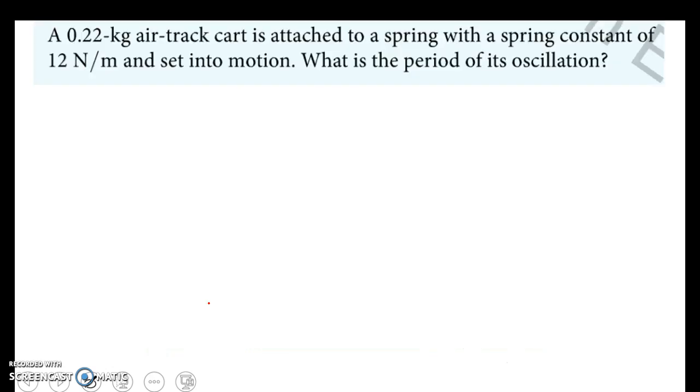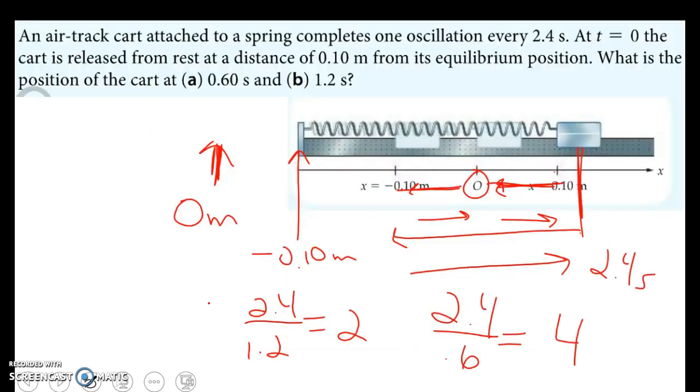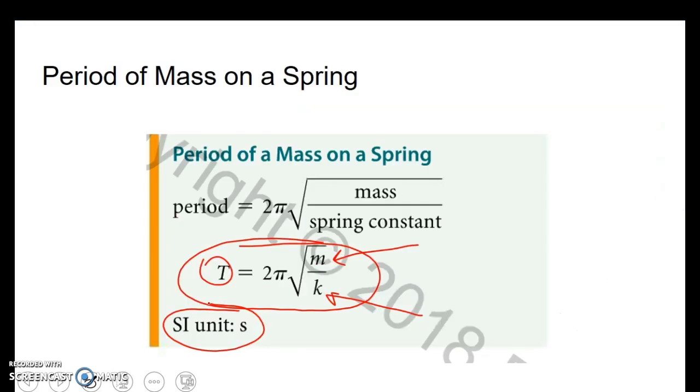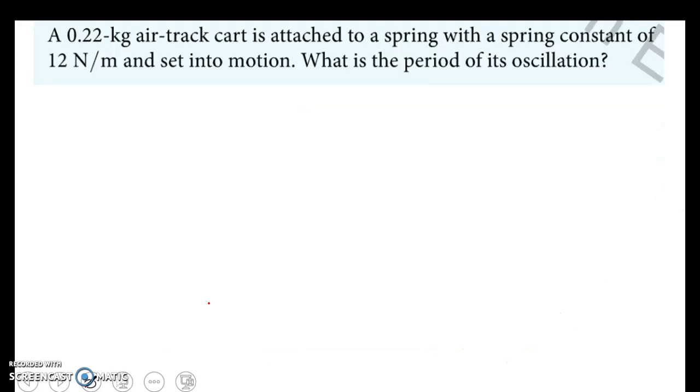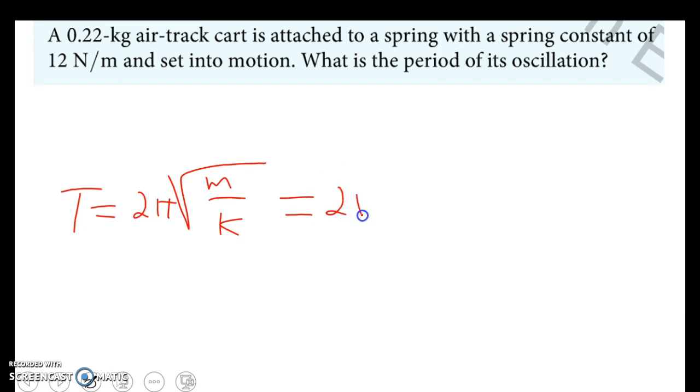So we have a 0.22 kilogram air track cart attached to a spring with a constant of 12 newtons per meter and set into motion. What is the period of its oscillation? Okay, same thing we saw right here. Our information is mass and k, and we want to find period. Period is 2 pi square root of mass over k. 2 pi square root, my mass is 0.22 kilograms, and my k is 12 newtons per meter.